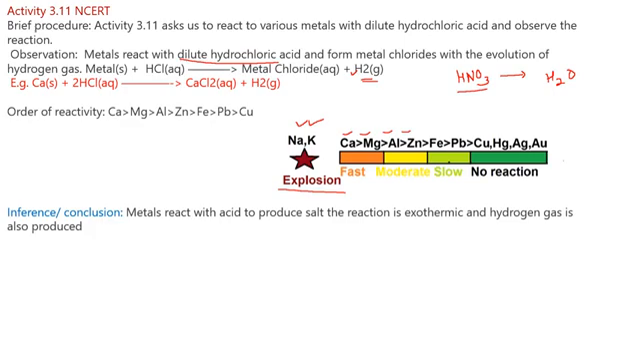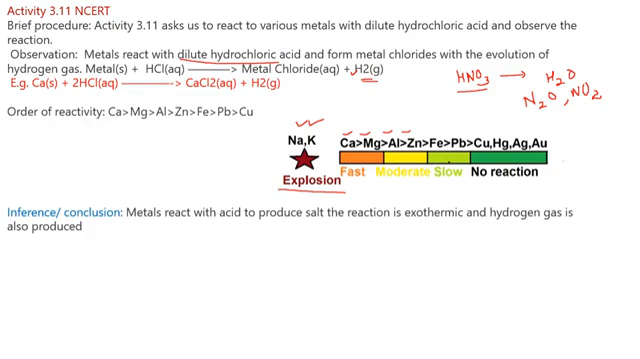It oxidizes the hydrogen, produces water, and itself gets reduced to any of the nitrogen oxides, that is N2O or NO2, right? N2O or NO2. So that is why we don't take dilute HNO3.